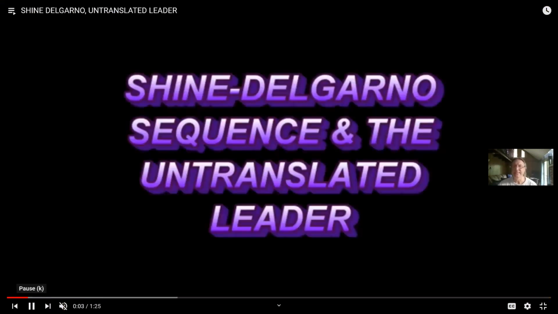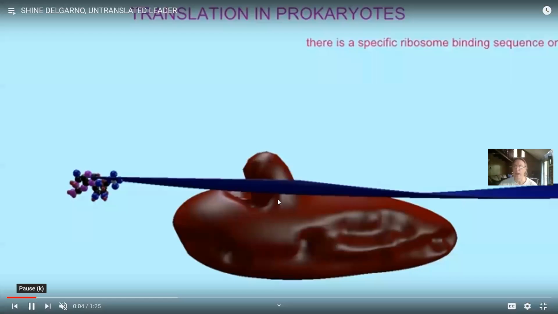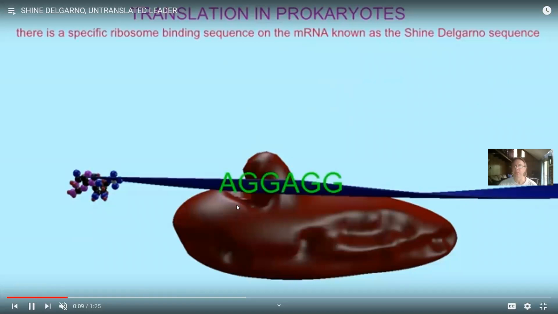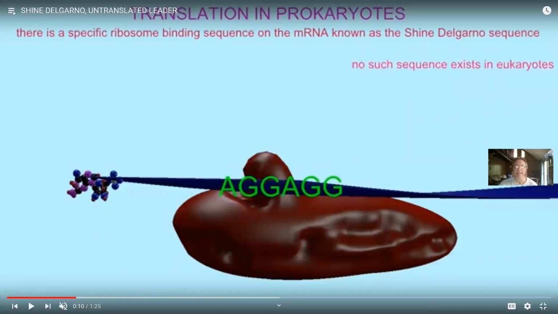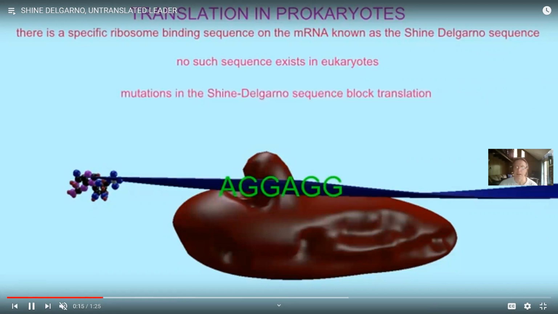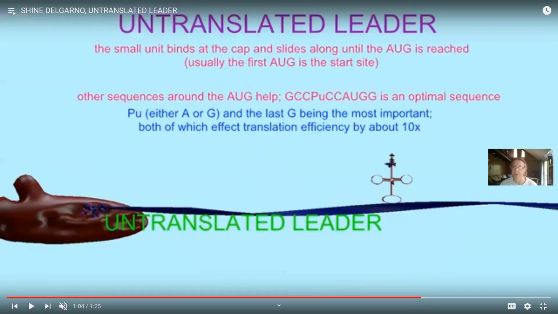One is in the existence of a Shine-Dalgarno sequence in prokaryotes. So the sequence AGG is important in translation in prokaryotes. Mutations here can block translation of a gene. Eukaryotes do not have this sequence. So once again, while the basics of translation existed in the last universal common ancestor, many modifications separate, say, prokaryotes from eukaryotes.